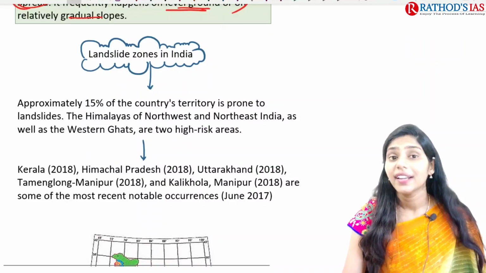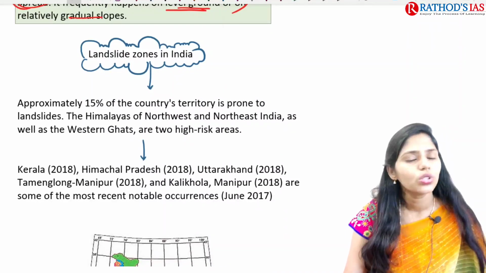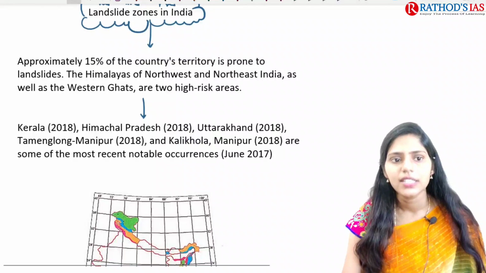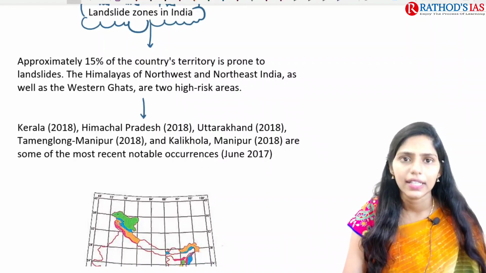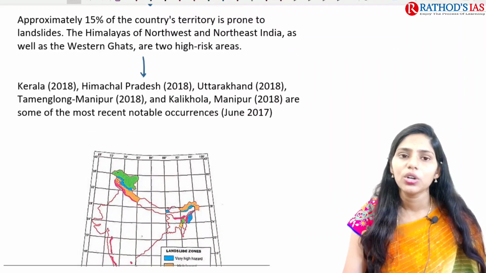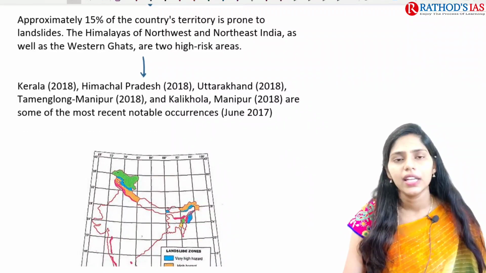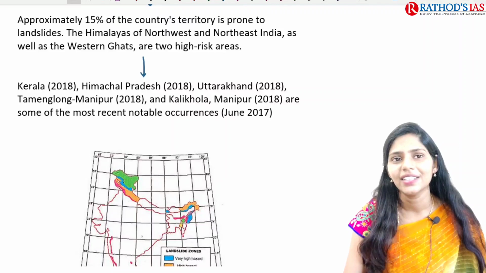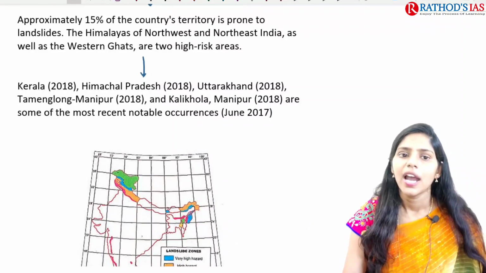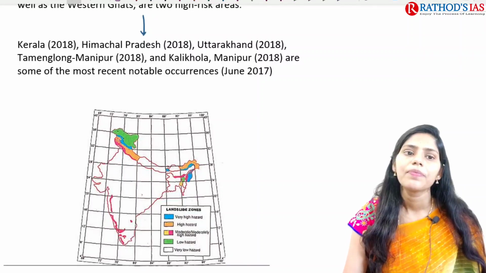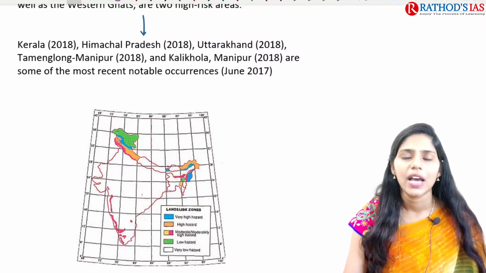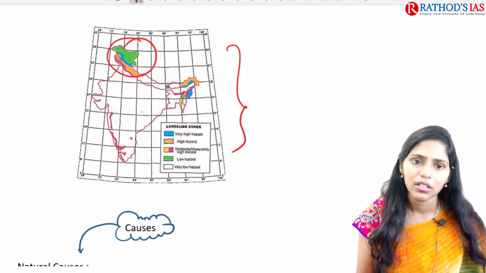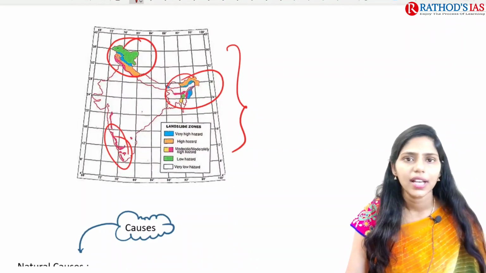And here you have to identify landslide prone areas in India. So this topic is very important from your disaster management. So we're talking about the landslides in India. Approximately 15% of our country's territory is prone to landslide, especially northwest and northeast and even Western Ghats. They are of high risk. In Western Ghats, Kerala is one of the states which is highly prone to landslide, and especially Kerala, Himachal Pradesh, Uttarakhand, Manipur. So in these areas, yes, high risk of landslide is seen. You can also make a note of this image. This area and this area are highly prone to landslide in India.